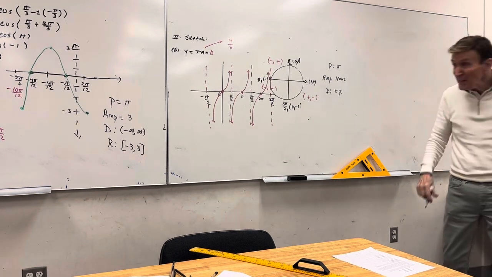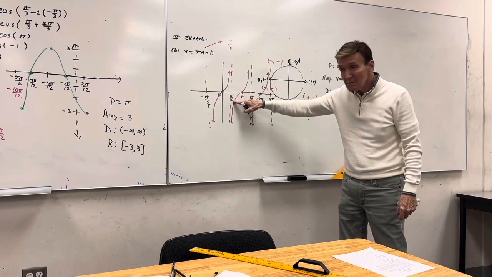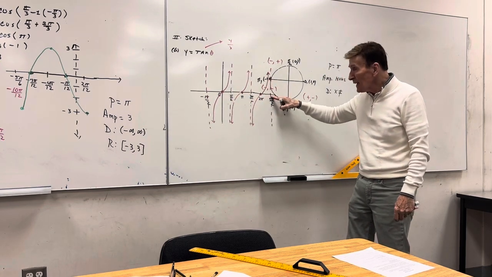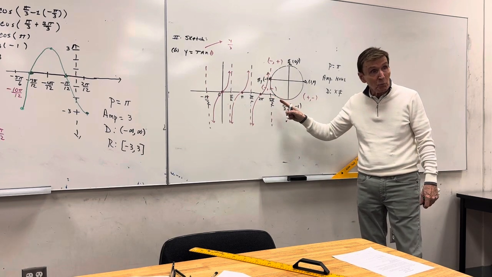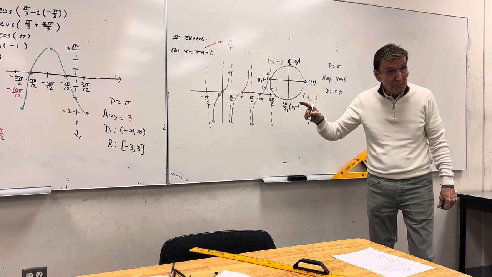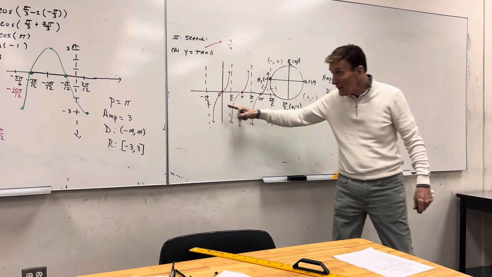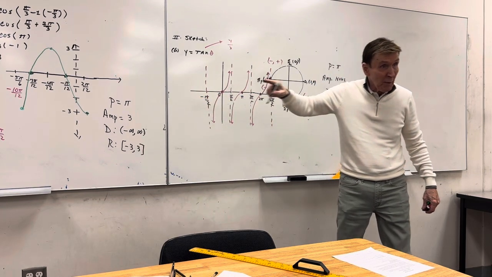It goes on forever. X cannot be this, asymptote. This, asymptote, asymptote, asymptote. In fact, many students probably could tell me beyond 5 pi over 2, where's my next asymptote? 7 pi over 2. And then more than likely you can tell me what the next one over here is. That might be -3 pi over 2.